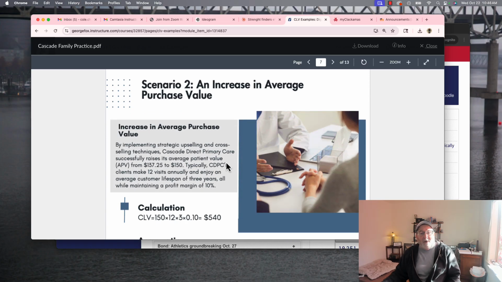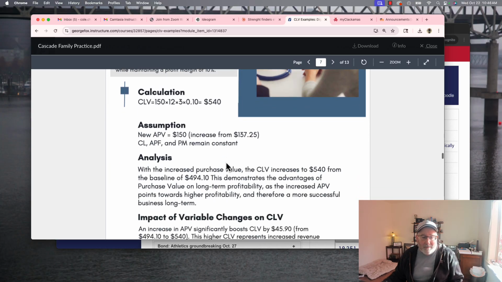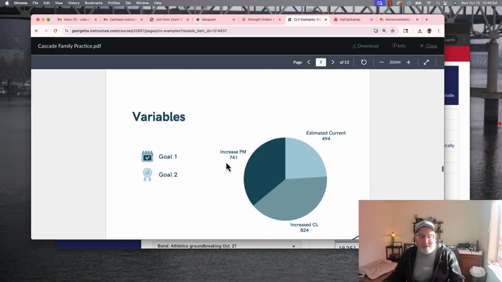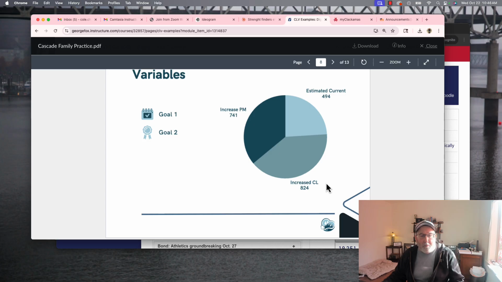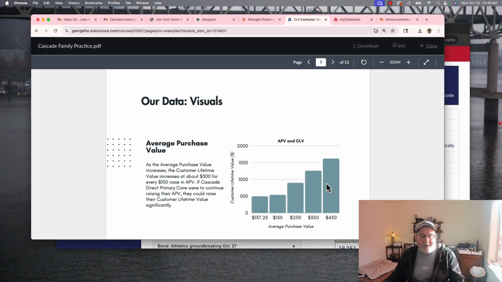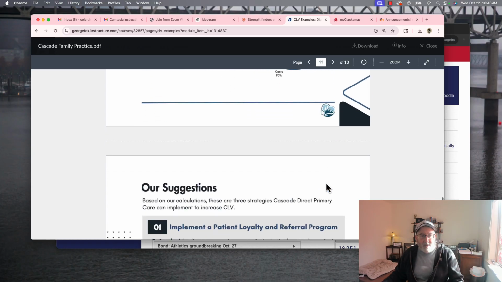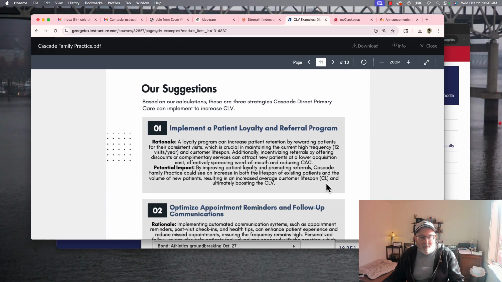Now, scenario 2, an increase in average purchase value. So by implementing strategic upselling and cross-selling, maybe selling more to the patients they have, they can make more money. And this is the analysis. Our data, CLV, variables, increased PM, estimated current, and increased CL. Brilliant work. Our data visuals, I love the way they gave me all the information I needed to make a sound decision for this practice.